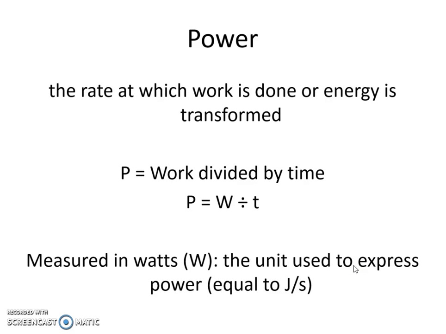Okay, power is another term. This is the rate at which work is done or energy is transformed. So how fast is work being done? It's almost like speed. Speed is a rate, and so is power. Power is work divided by time. This is measured in watts. And you've heard watts before when you think of electricity. So watts is the unit to express power.